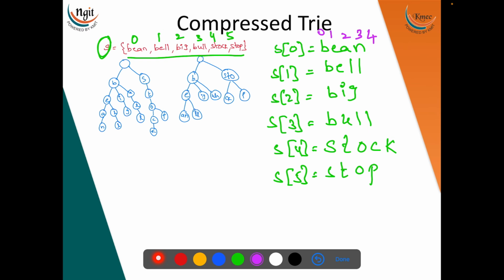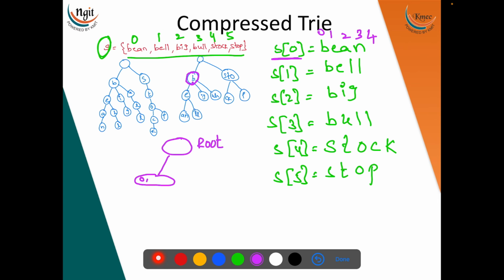With the memory representation, we can construct the compressed trie. Now let's see how I can generate it. The root node is always empty in all the tries, whether standard, compressed or suffix. Now, what is the first alphabet? It is B, right? B is in which index? S of 0. So I'm writing 0, comma.